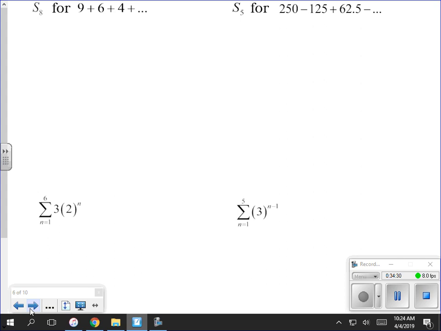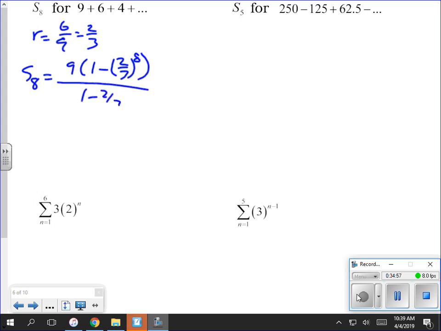If you have not done so, please finish up. Okay, so R on this one is 6 divided by 9, or 2/3. So the sum of the first 8 is 9 times 1 minus 2/3 to the 8th power all over 1 minus 2/3. Then 1 minus, times 9, divided by 1/3. And I end up getting negative 6305 over 243.